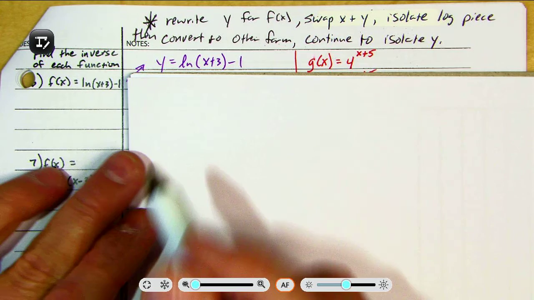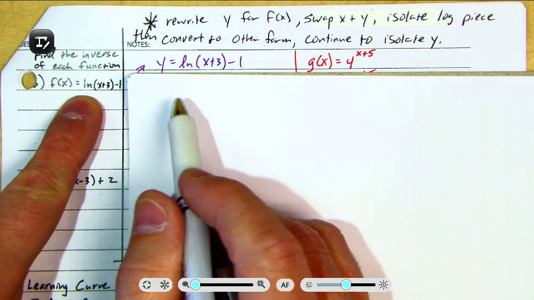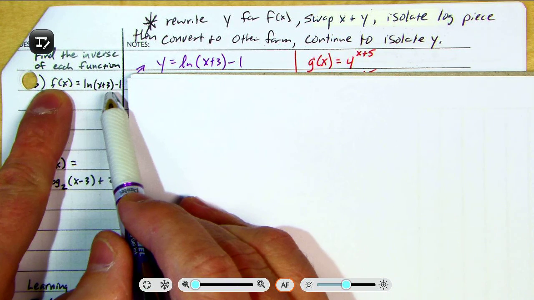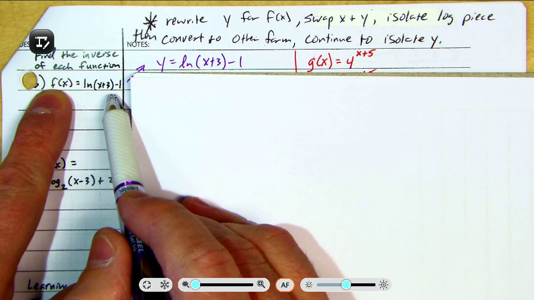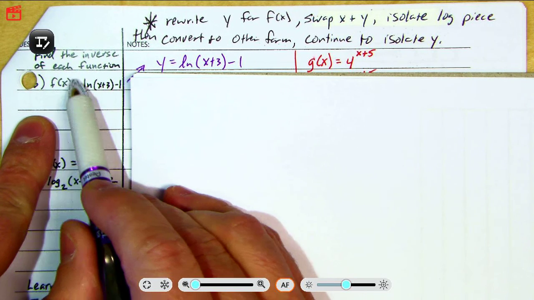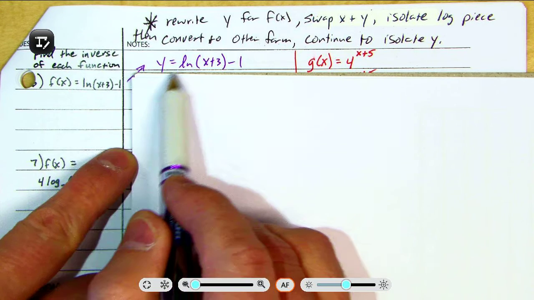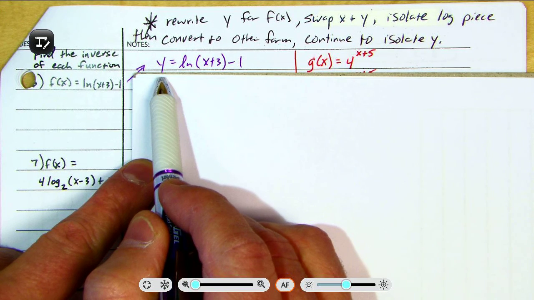Okay? So here I have done the first step. Whenever they give you a function, boys and girls, and say find the inverse, your first step is just to replace the function notation with a y, and that's what I've done right here. Everybody can remember that, yeah? Everybody say yes. Yes. Okay.